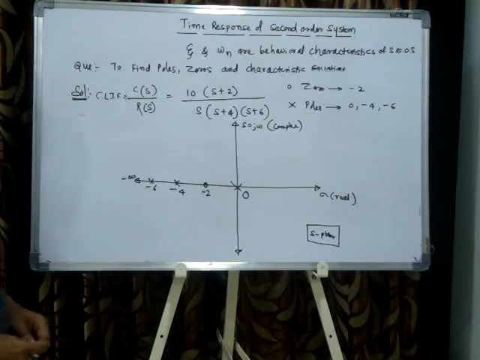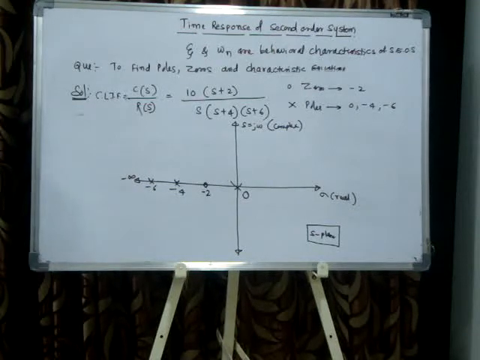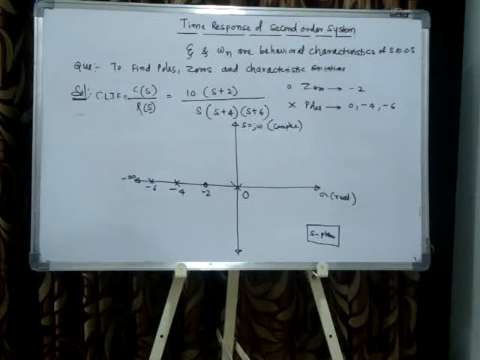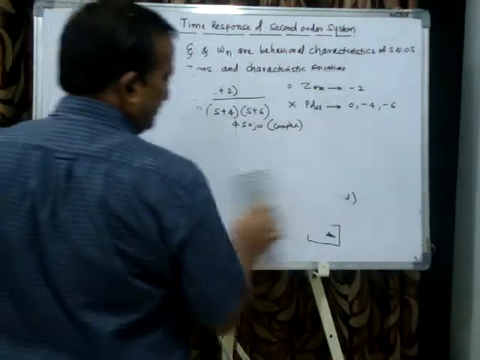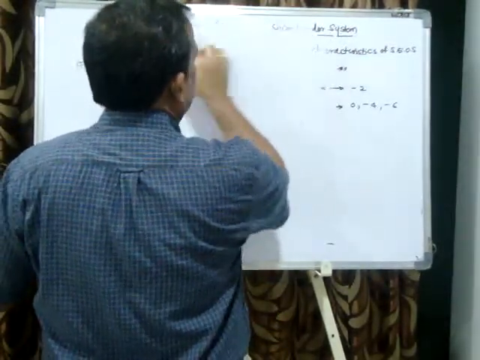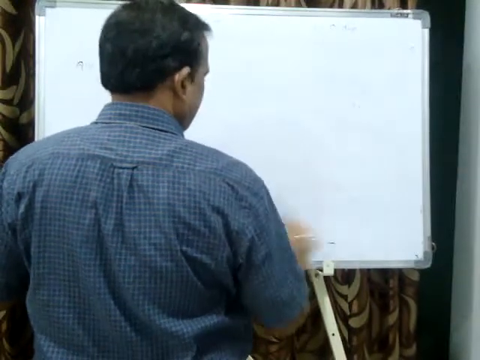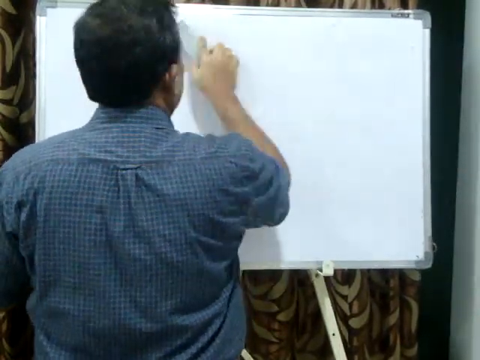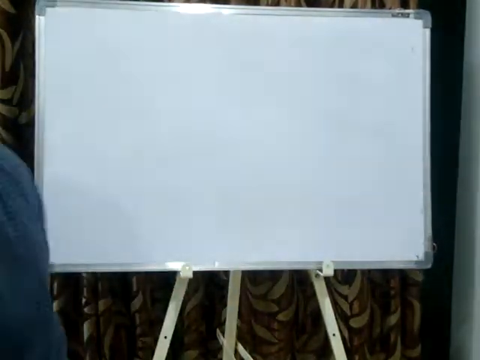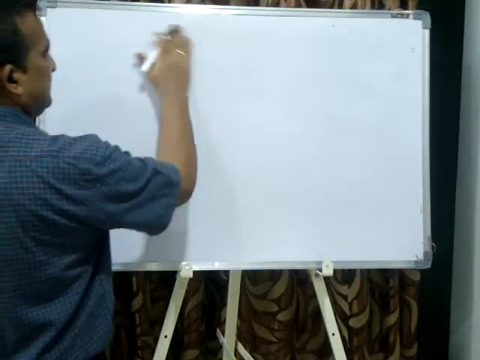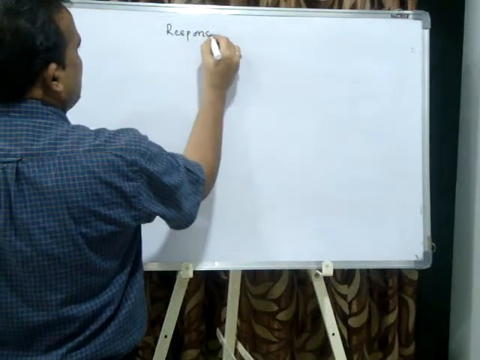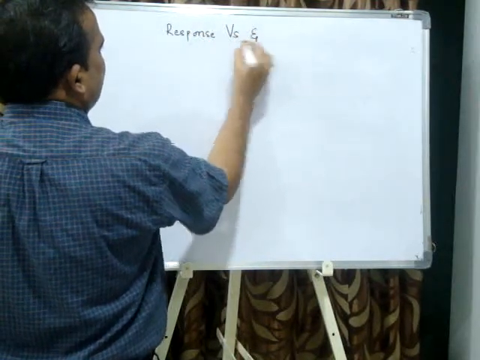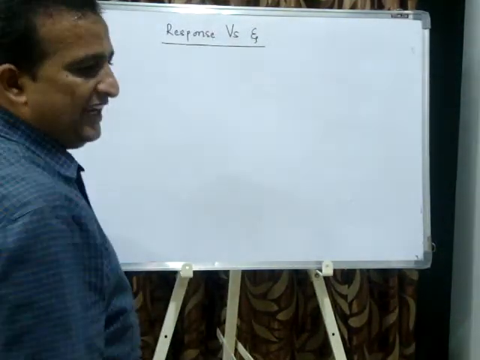Okay, so now we will move to zeta. If I change the value of zeta, there is a drastic change in the output of any system. Okay, so now the question is the response of the system versus zeta. Now I keep omega n constant.